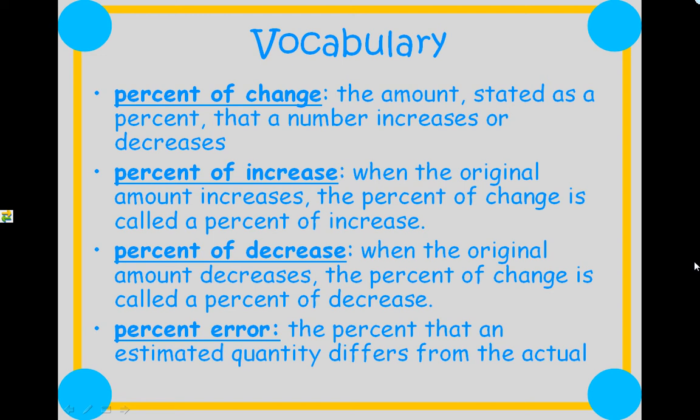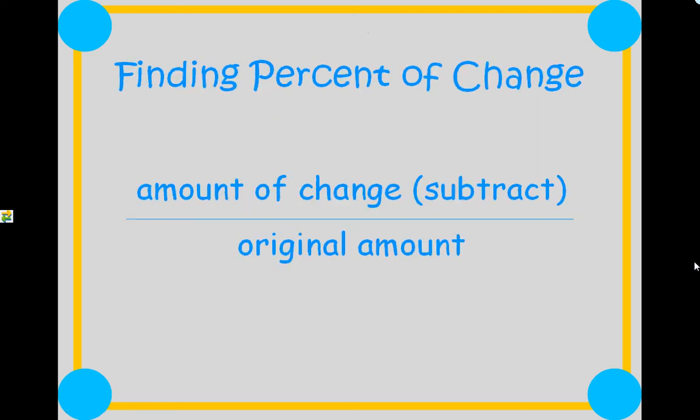The percent of change is the amount stated as a percent that a number increases or decreases. So when the original amount increases, the percent of change is called the percent of increase. When the original amount decreases, the percent of change is called a percent of decrease. The percent error is the percent that an estimated quantity differs from the actual.